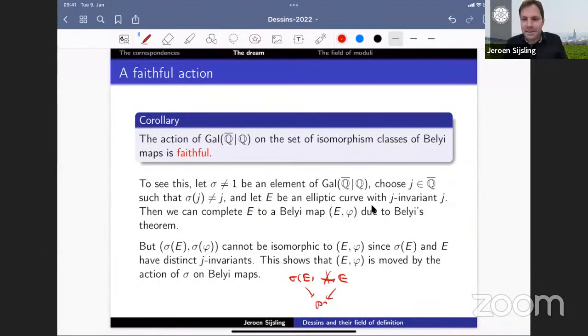Yes, is there a question? I just have one question. When you complete E, the field of rationality remains the same? Yeah, that is in fact an important, good point that you mentioned, because in general, that is an issue, and it is in fact the very issue about which I will talk later. But for elliptic curves, there is a trick.